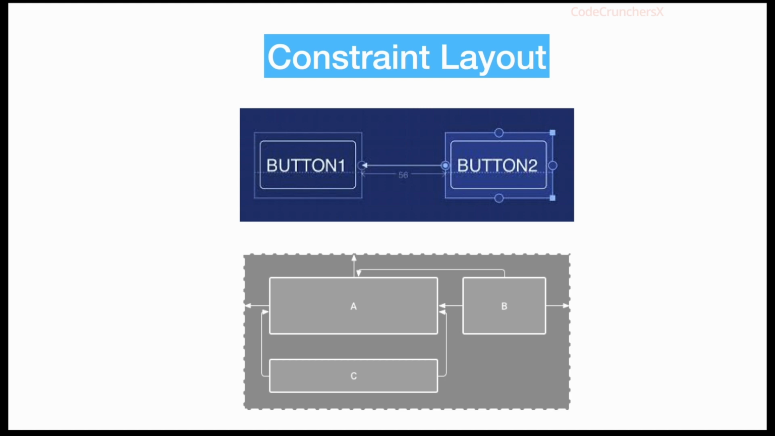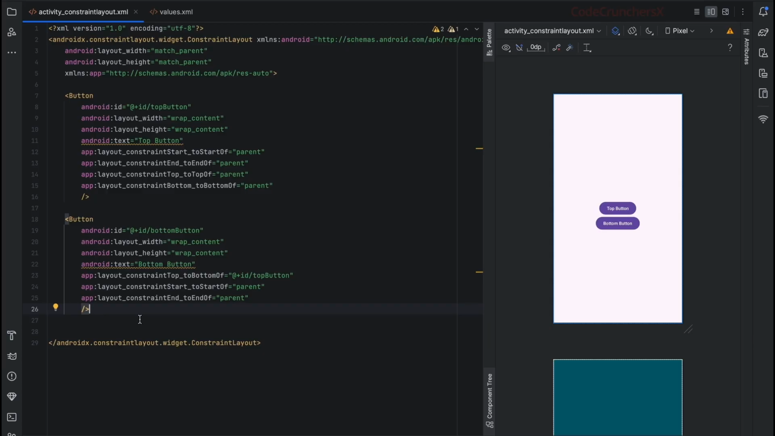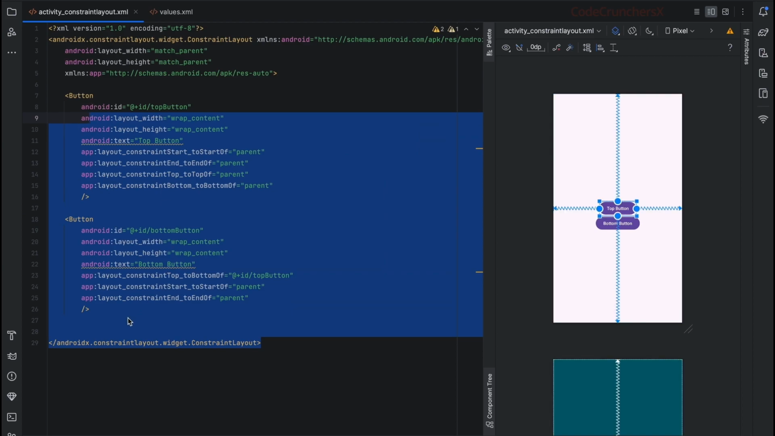Okay, let's start. So what exactly is a guideline in constraint layout? Well, think of a guideline as an invisible line that helps you position UI elements within a constraint layout. It's incredibly useful for creating flexible and responsive layouts. Let's jump into some code to see how it works in action. Head over to Android Studio. This is where we left off in the previous video.